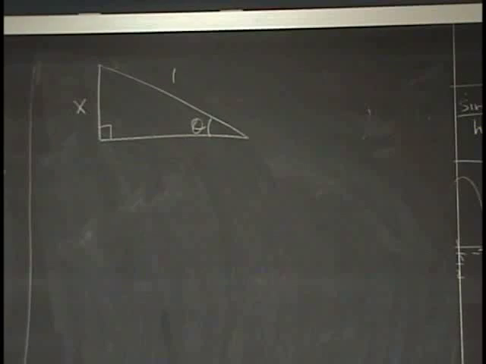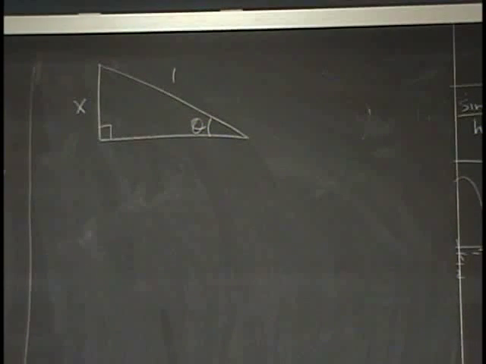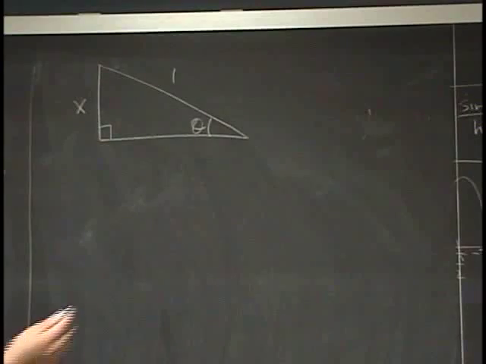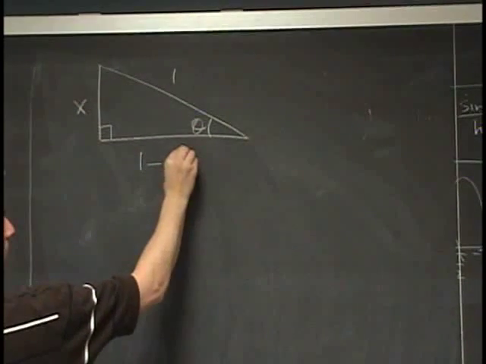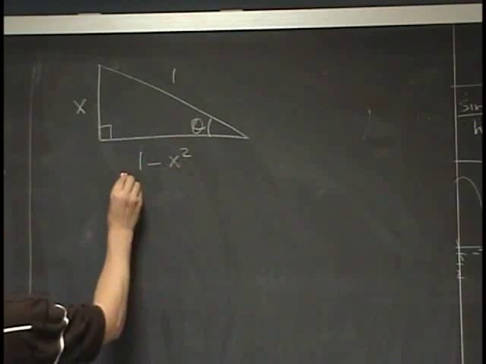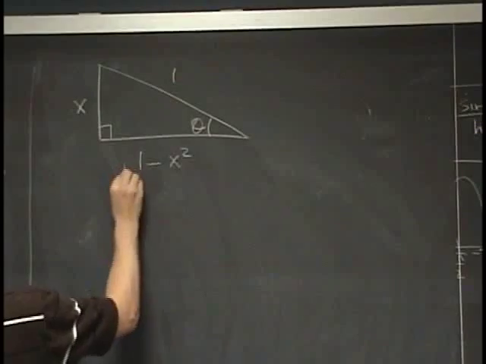Okay, fine. That's the setup. Now, what's the length of this other side here? 1 minus x squared. Anything else, or is that right? Square root. Yeah, square root.